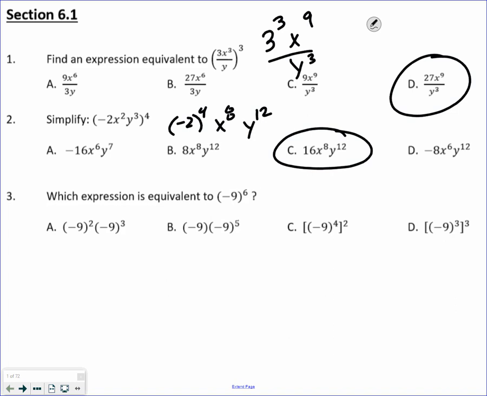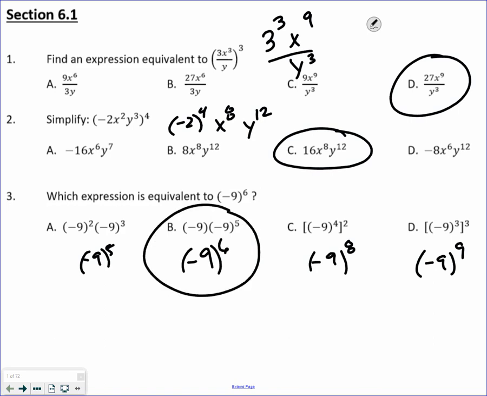And then the next one is designed in reverse. Which one of these is equivalent to negative 9 to the sixth power? So kind of going through this, adding these two exponents together, you get negative 9 to the fifth. Multiply power to a power, you get negative 9 to the eighth. And you'll notice that I skipped the one. That's the correct one.